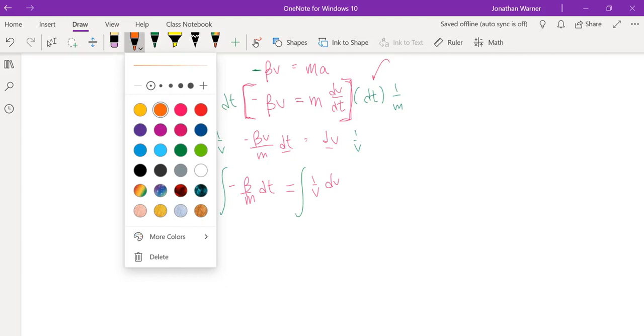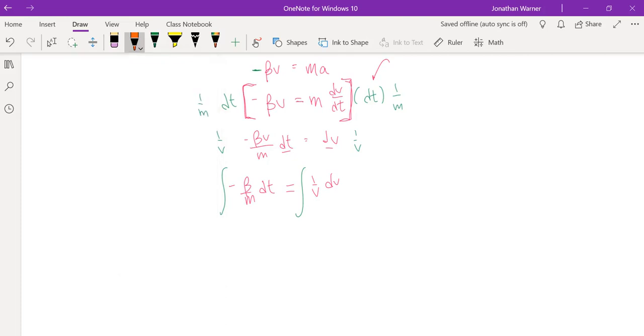Now what we can do here is talk about the limits of integration. We're going to say that at time 0, this object has a velocity we called v0. And then at some time t, there is some velocity, which I'll write like that just so it looks different than plain old v. We're looking for velocity as a function of time.